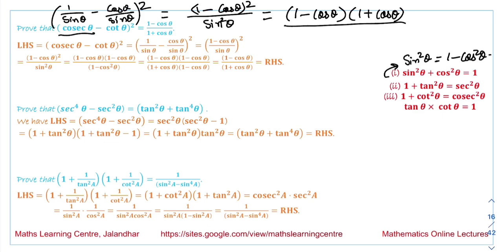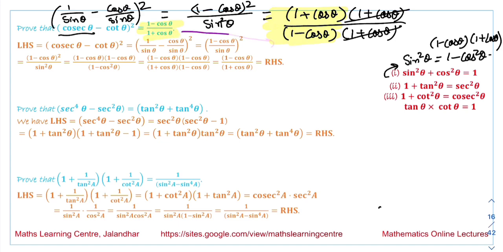1 minus cos square theta, we are writing as 1 minus cos theta into 1 plus cos theta. It means the denominator we get is 1 minus cos theta into 1 plus cos theta. This term gets cancelled, and the answer we are left with is 1 plus cos theta over 1 minus cos theta, and that is equal to the RHS.